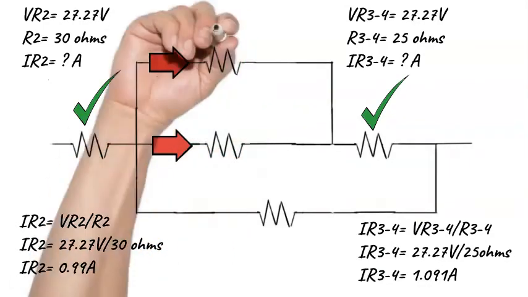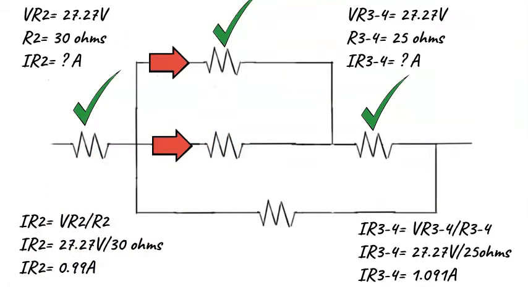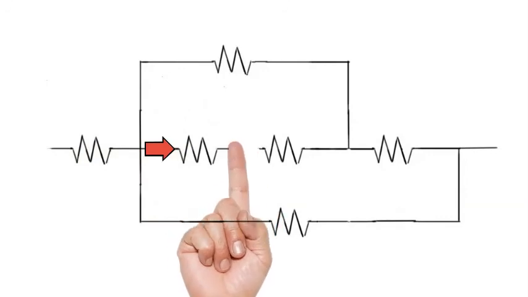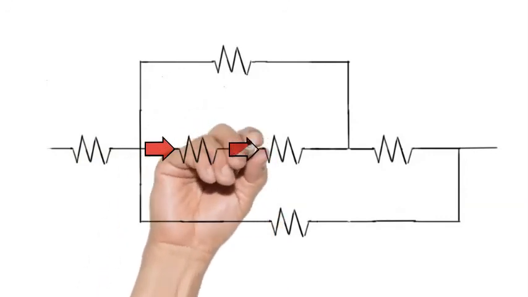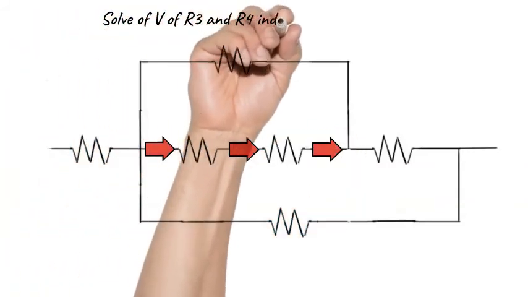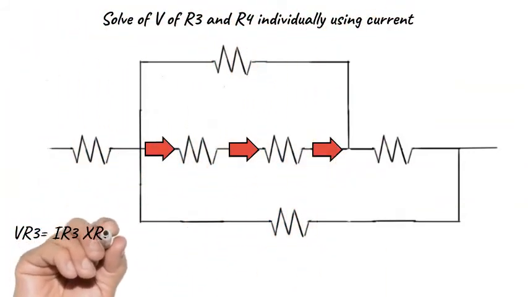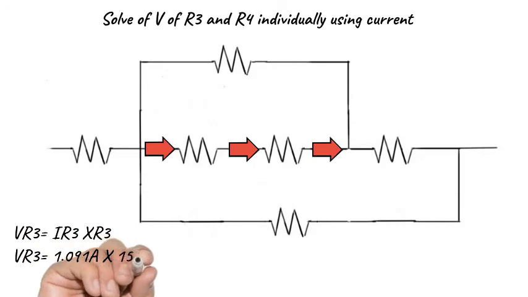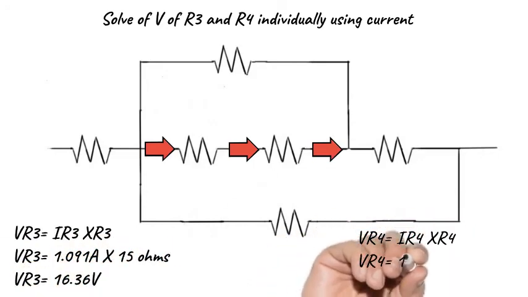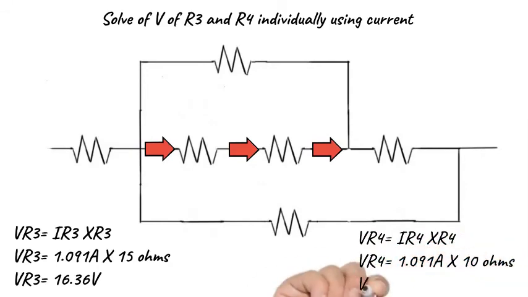Now that we know the current value that flows through 3, 4, we can then find the volt drops that are across resistor 3 and resistor 4 individually by using Ohm's law. And so we will take the current, we will multiply it by the ohms, or the resistance, and then R3 and R4 are done.